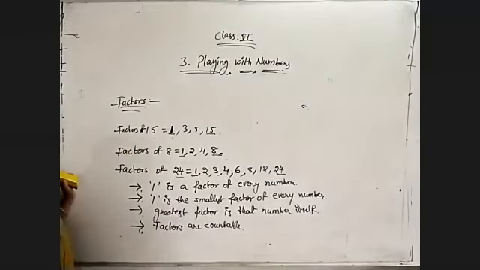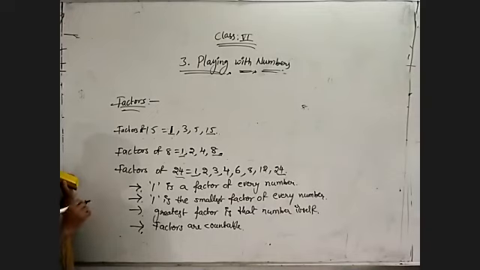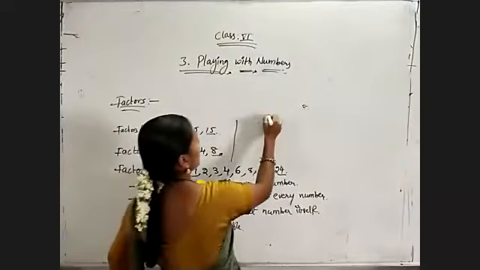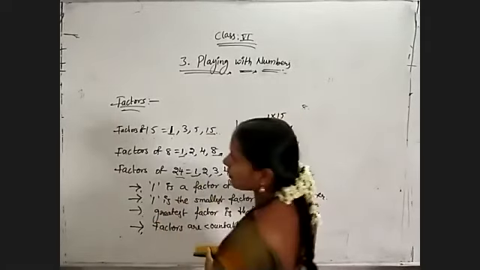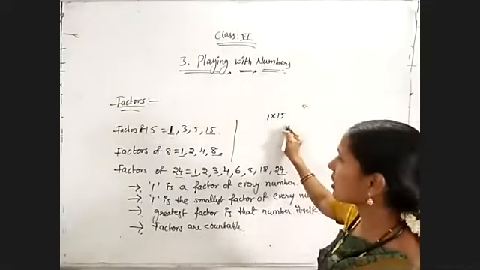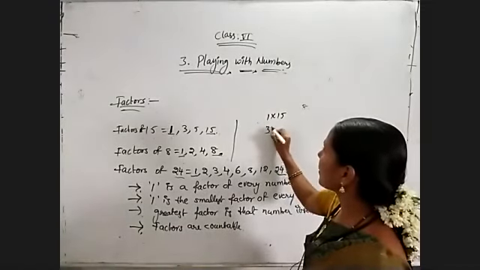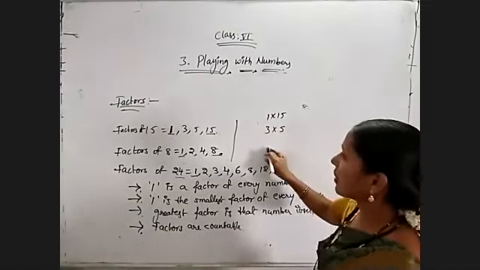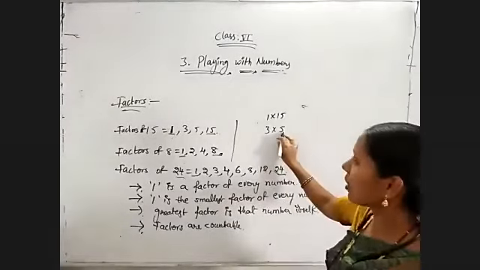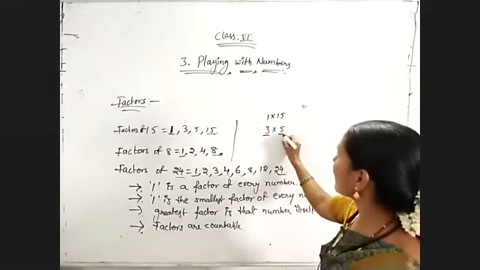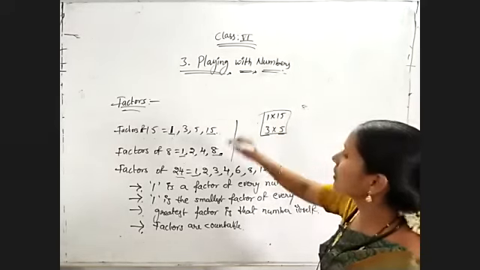And next, we can choose in another way also. 1 into 15, 15 ones are 15. So 1 and 15 are factors of 15. And 2 table we will not get, 3 fives are 15. 4 table, 5 table, 6 table, any 5 table we got. So till wherever it repeats, take the values till that.